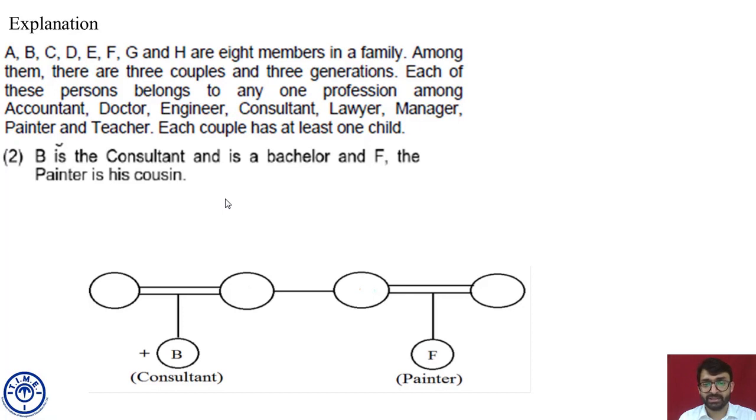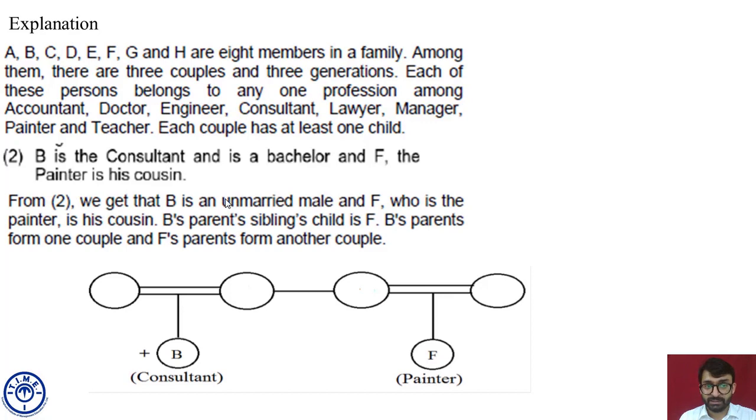In the second generation, there are siblings and they have to be married. If I have to have three couples, as well as three generations. Fine. So we get B is an unmarried male and F is the cousin who is the painter. B's parents are siblings, and we have discussed all this right now. Fine. So let's move ahead.